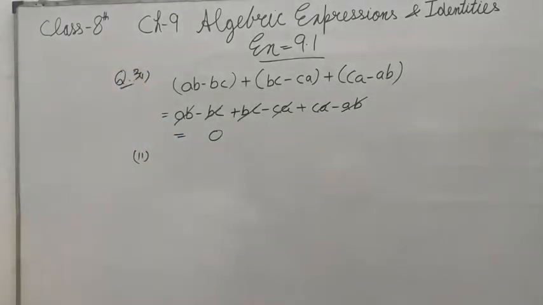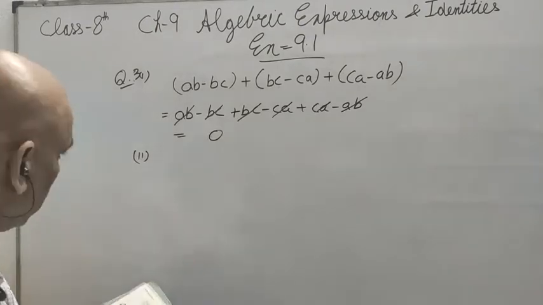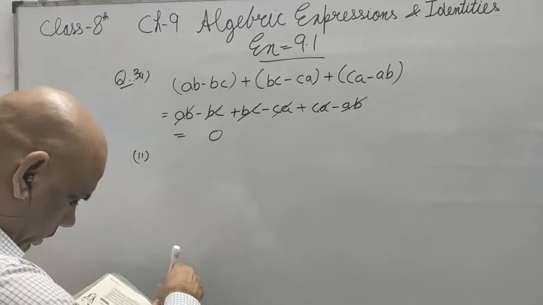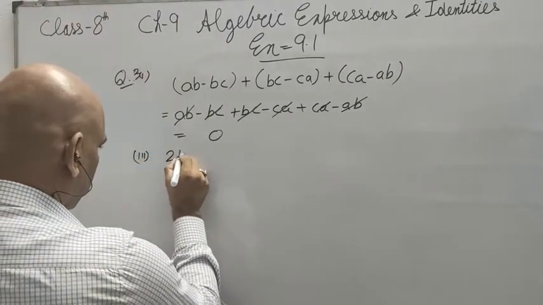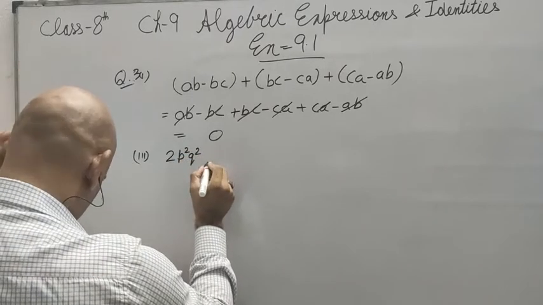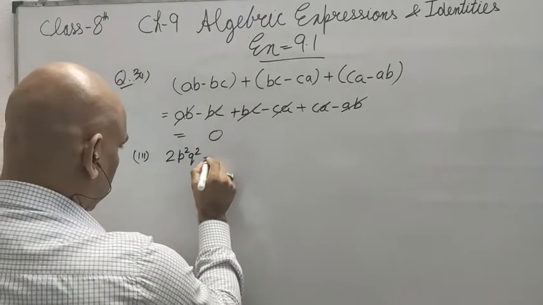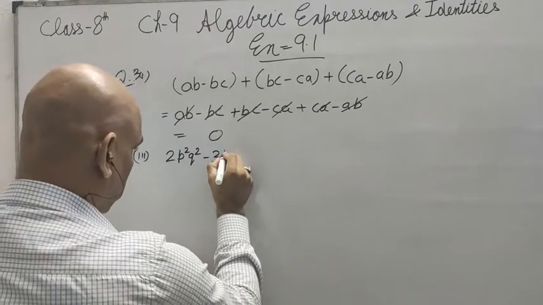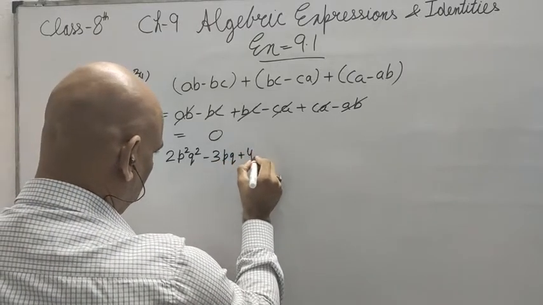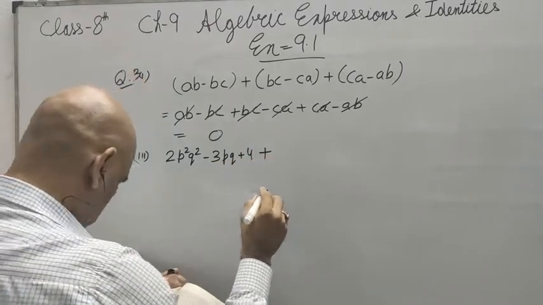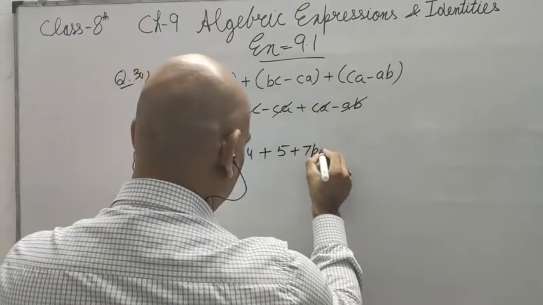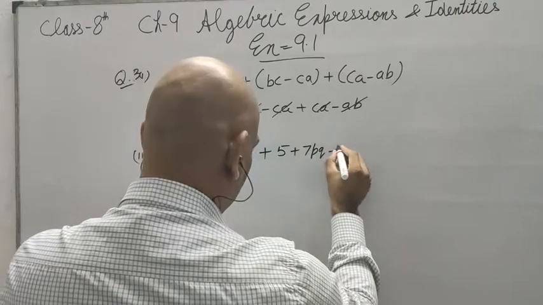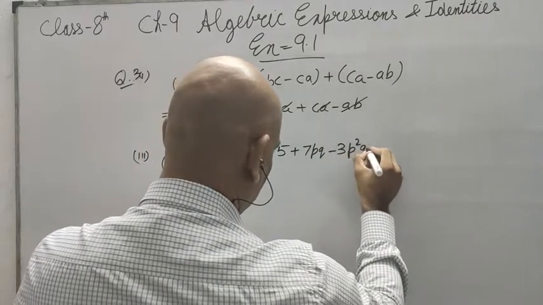Now let me solve one more question for you. I am solving part number 3, that is 2p square q square minus 3pq plus 4 is to be added with 5 plus 7pq minus 3p square q square.